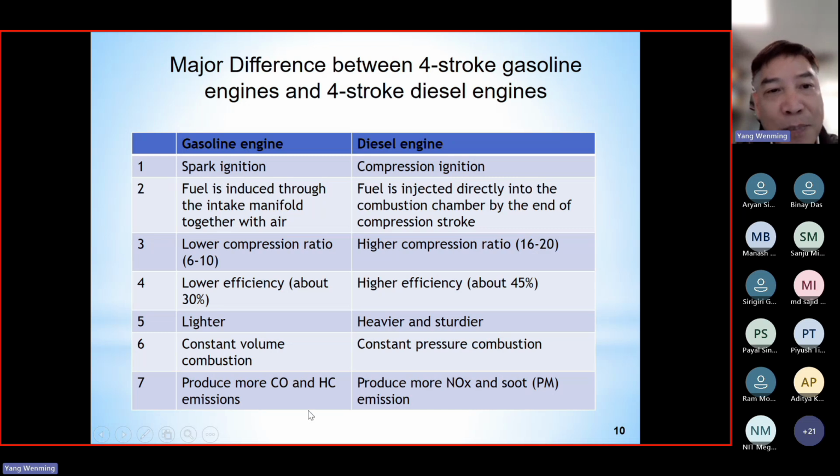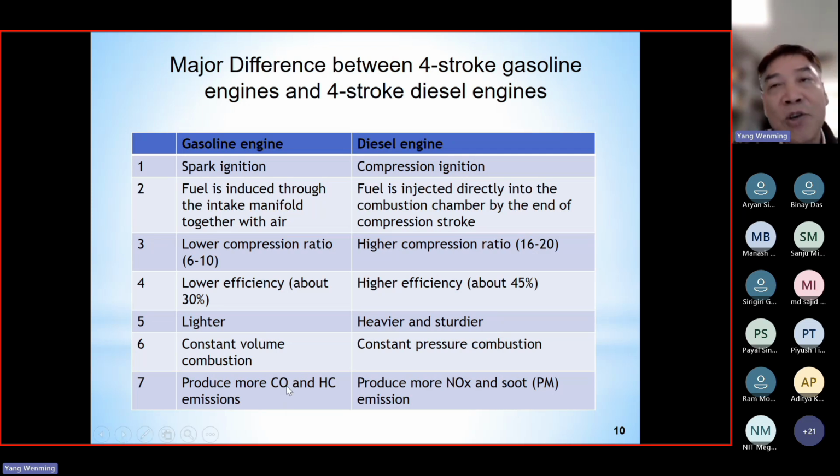And the gas engines basically produce more CO and HC emissions. And diesel engines produce more NOx emissions and soot emissions. Okay, so again, one question is why do gas engines produce more CO and HC emissions, and diesel engines produce more NOx and soot emissions.